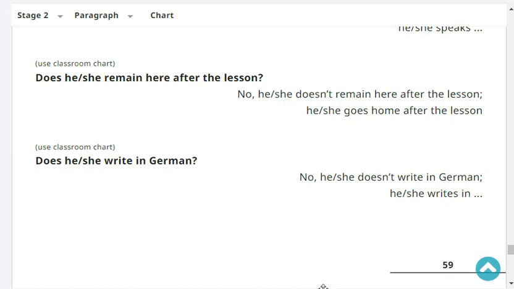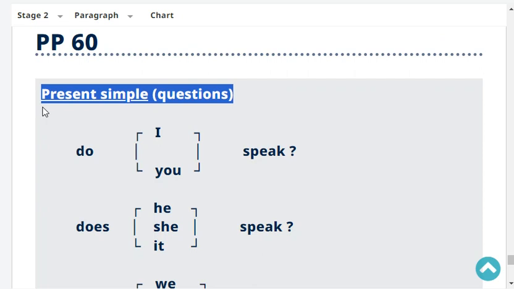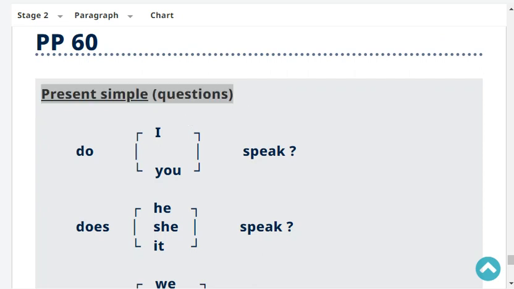Does she write in German? No, she doesn't write in German. She writes in English. Very good. Okay, so we're done with present simple positive and present simple negative. We're going to go to present simple questions.